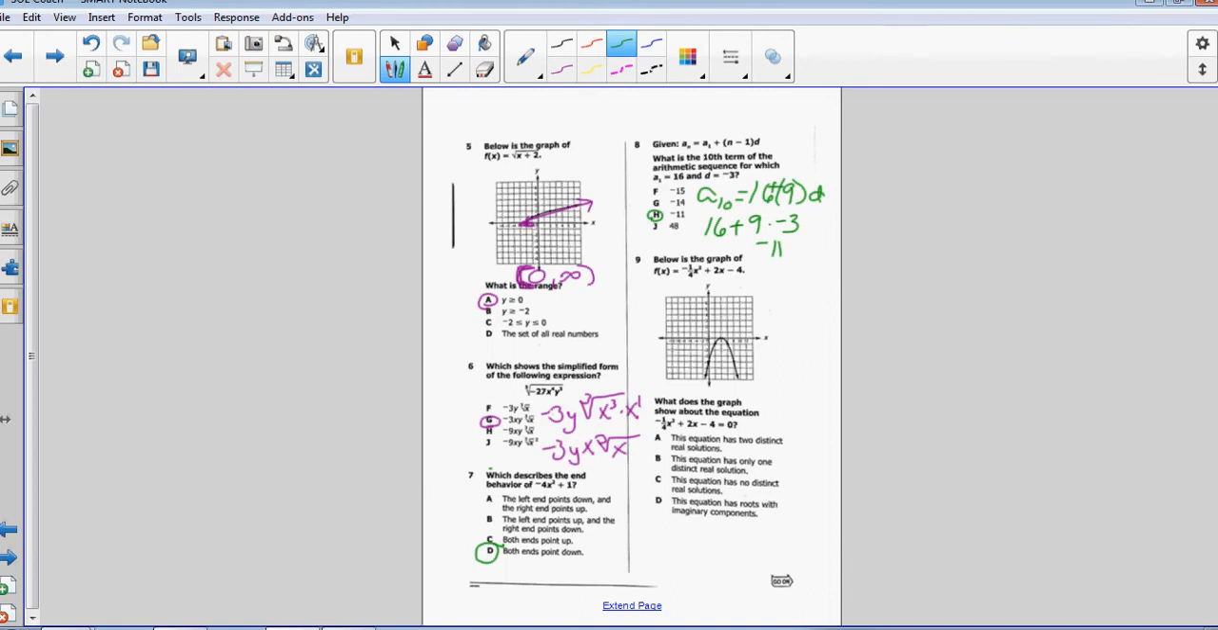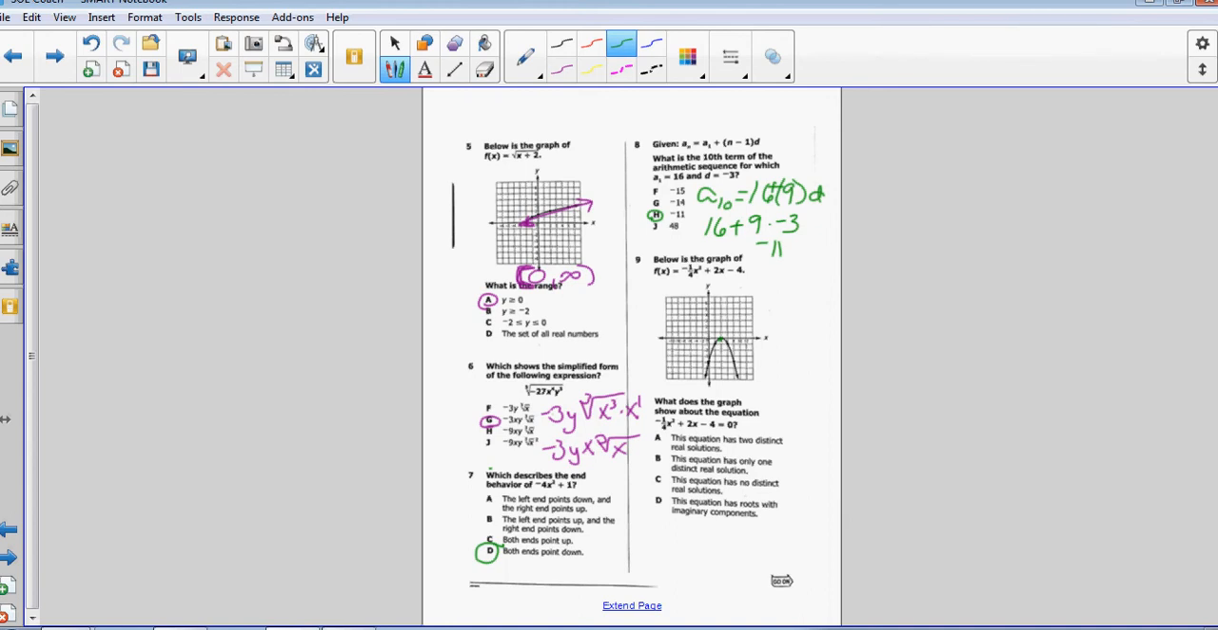In number 9, they show you the graph of a function, and they say, what does this graph show about the equation? So the equation has two distinct real solutions. No, it looks like it has just one solution right here. This equation has only one distinct real solution. Seems like B should be the answer, but you want to check all your answers.